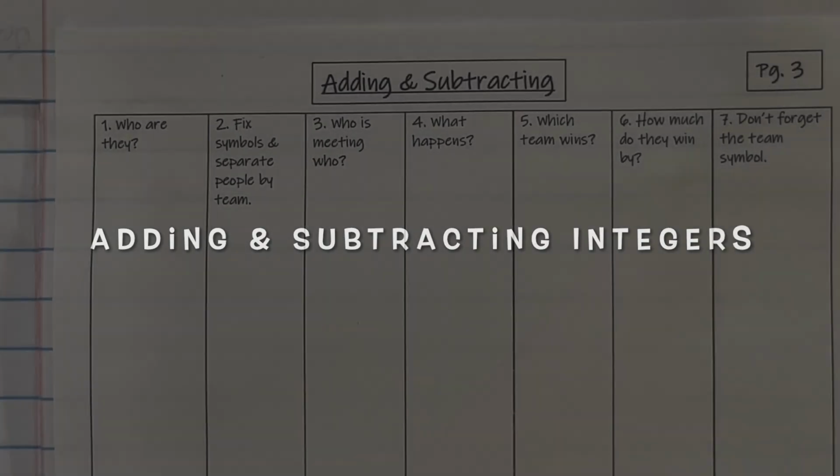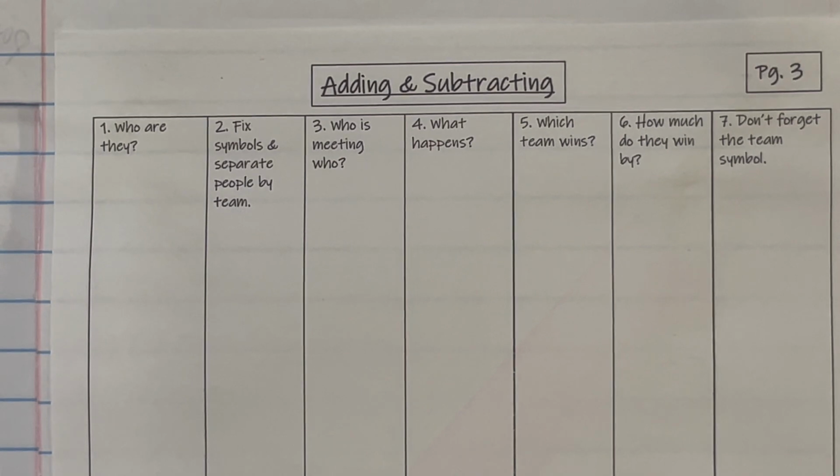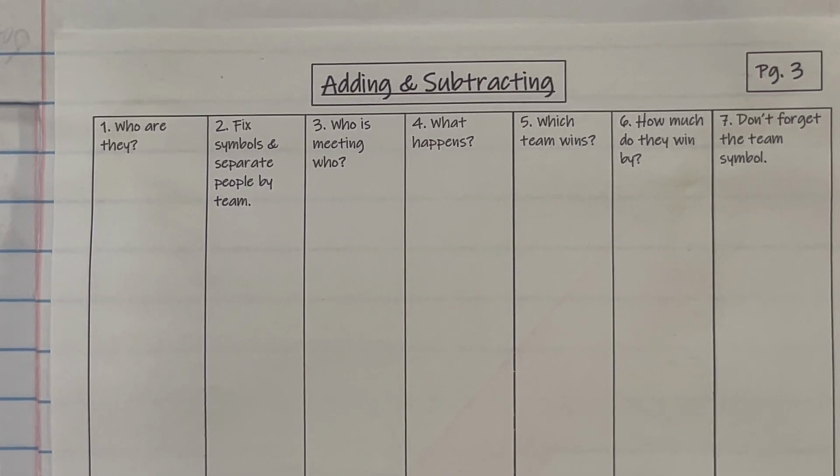All right, let's do a quick review on adding and subtracting integers. I don't want you to think of it as you've been thinking of it before. You're going to think of it this new way. So these are the 7 questions you're going to ask yourself. Number 1, who are they?